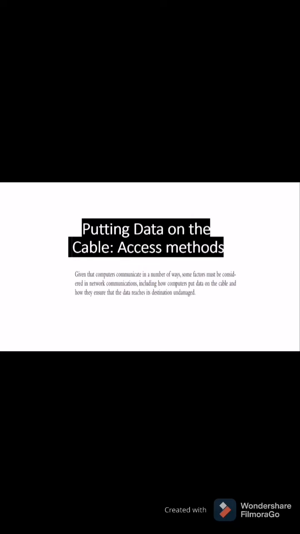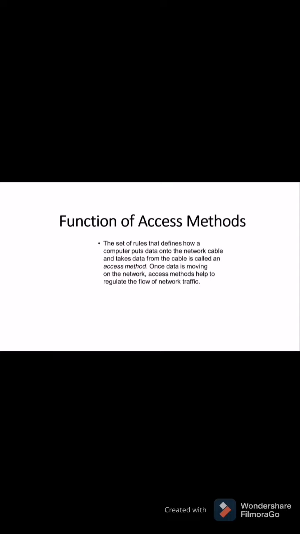Putting data on the cable. Access method. Given that computers communicate in a number of ways, some factors must be considered in network communications, including how computers put data on the cable and how they ensure that the data reaches its destination undamaged. Functions of access method. The set of rules that defines how a computer puts data onto the network cable and takes data from the cable is called the access method. Once data is on the network, the access method helps to regulate the flow of network traffic.